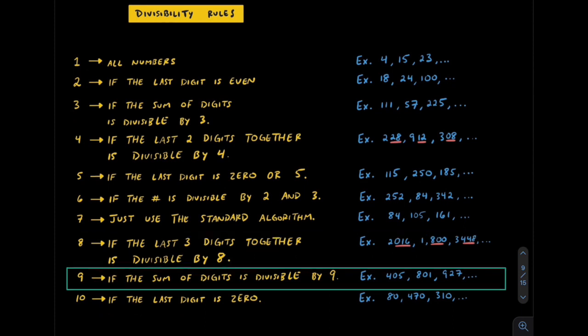That brings us to 9. 9's rule is very similar to 3, where you add up all the digits. Here, if you add 4 plus 0 plus 5, you get 9. If that sum is divisible by 9, then the whole thing is divisible by 9.